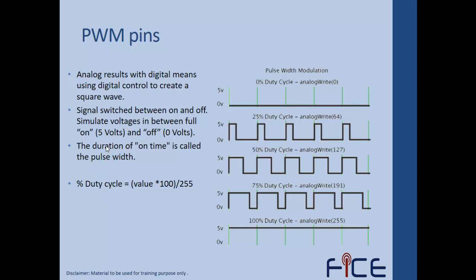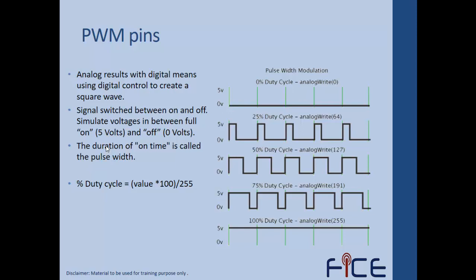So what we are doing in PWM is using the digital pins to control an analog signal. The signal switches between on and off, simulating voltages between full on, 5 volt, and off, 0 volt. Clear? We are simply turning on and off, while on generates 5 volt, off is 0 volt. The duration of the on time is called the pulse width. So basically we are modulating or controlling the width of the pulse, and width here is nothing but the on time, and that is called duty cycle.